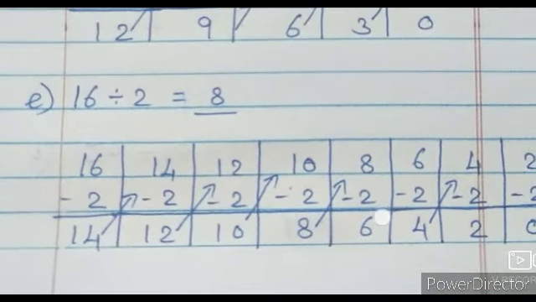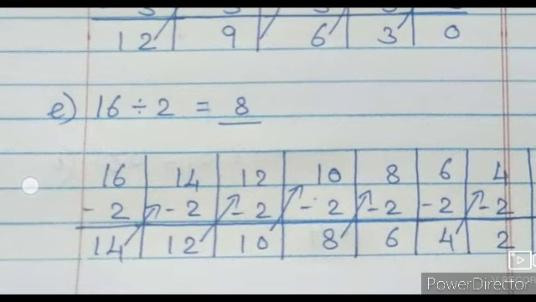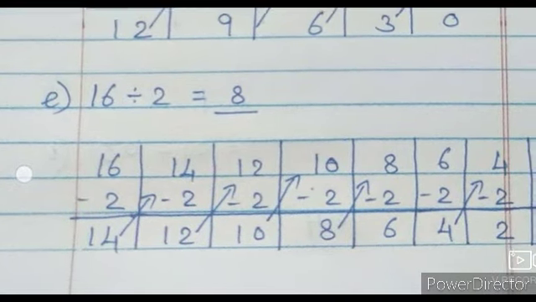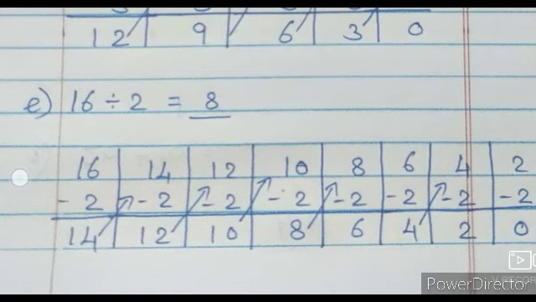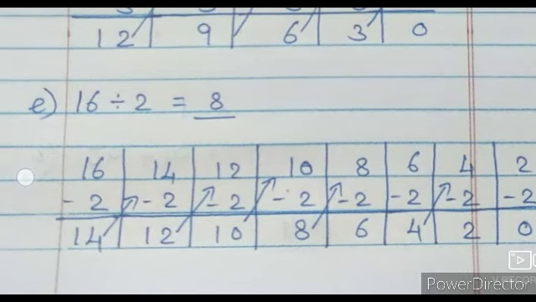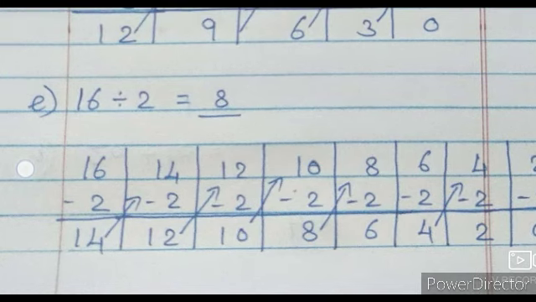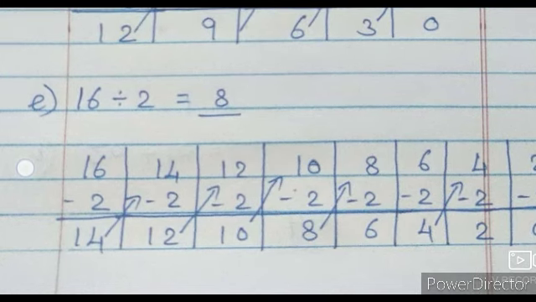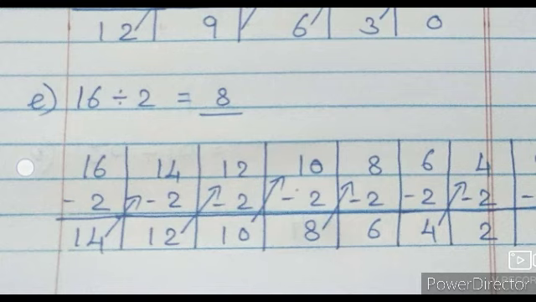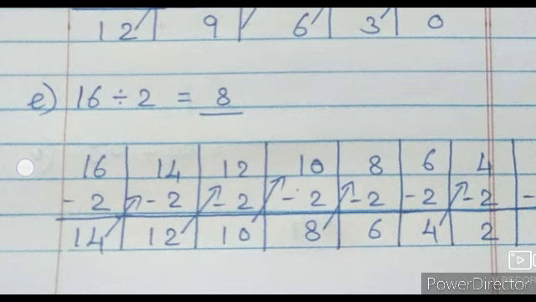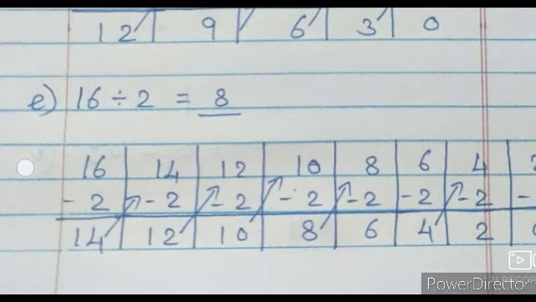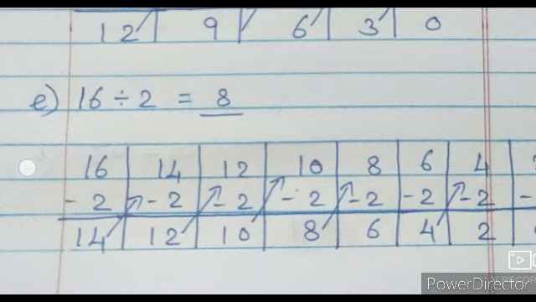Now look at the next one. 16 divided by 2. Now we have to subtract 2 from 16 till you get 0. Let's do this. 16 minus 2. Now say 16 in the mind. Take 2 fingers before 16. 15, 14. You got 14. Again 14 minus 2. Take 14 in the mind. Take 2 fingers before 14.